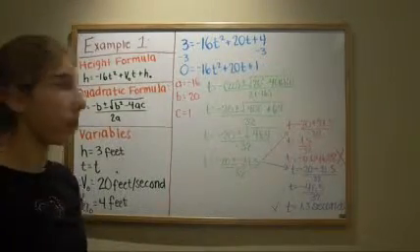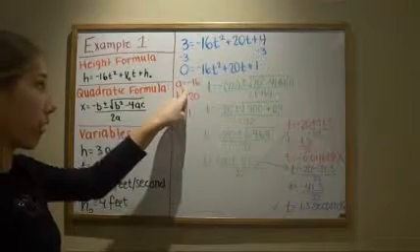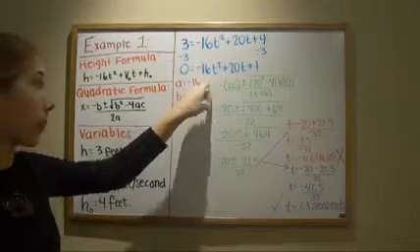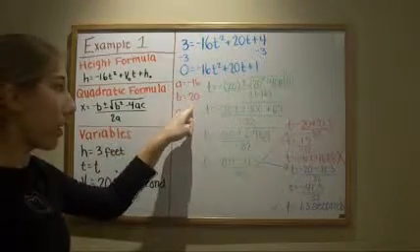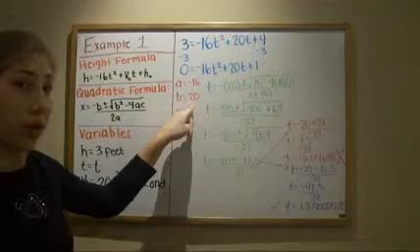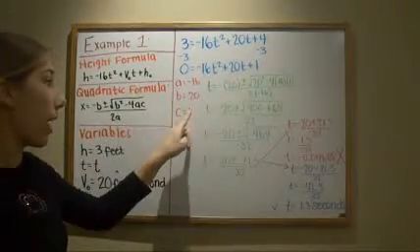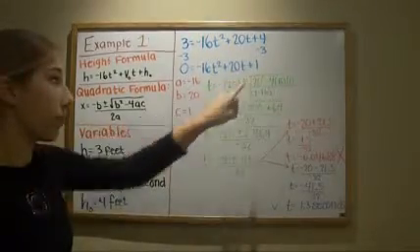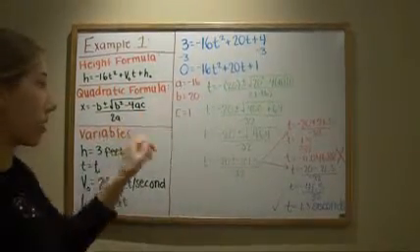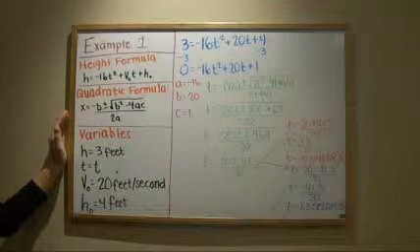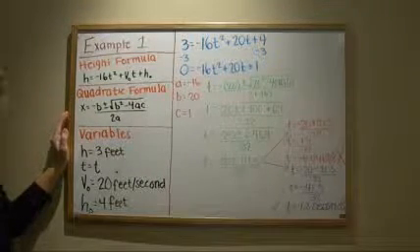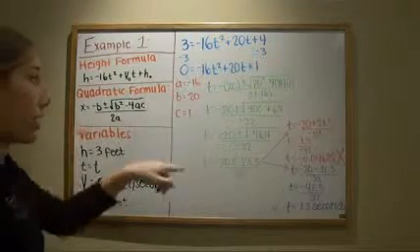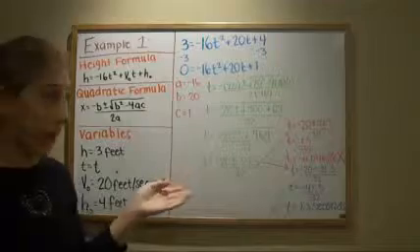When it's in standard form, a of the quadratic formula is the number before the greatest variable, so negative 16. b of the quadratic formula is the number next to the next greatest variable, so 20. And c of the quadratic formula is the number without a variable attached, 1. So plug these values into the quadratic formula, which is x equals negative b plus or minus the square root of b squared minus 4ac all over 2a. And t is what we're looking for, so t is x.